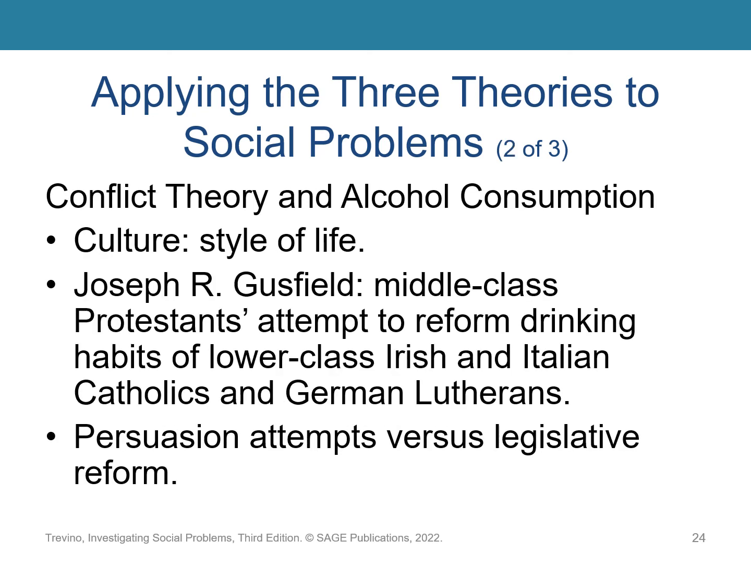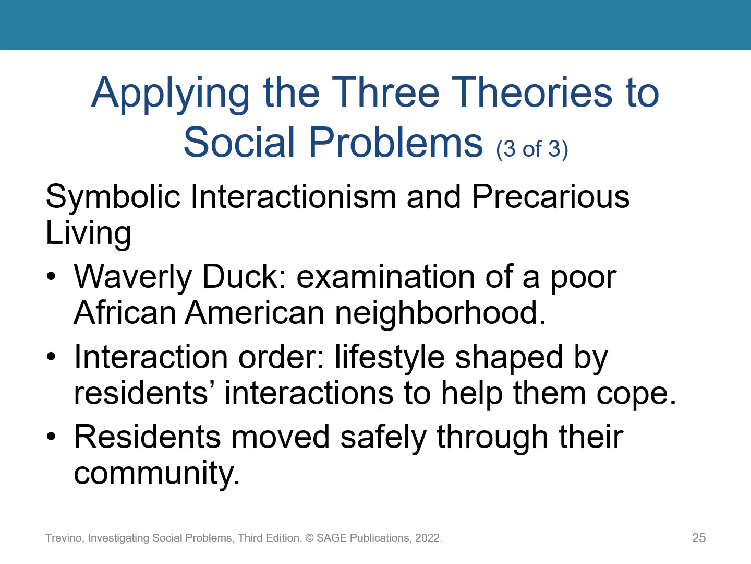Conflict theory talks about alcoholism. The culture, they say, is a style of life. The theory of Joseph Gusfeld is a middle-class Protestant attempt to reform the drinking habits of lower-class Irish and Italian Catholics and German Lutherans. Please read more about this in your book. And then persuasion attempts versus legislative reform. One includes the government, legislative reform or laws, and persuasion typically includes people-to-people or group-to-group interactions.